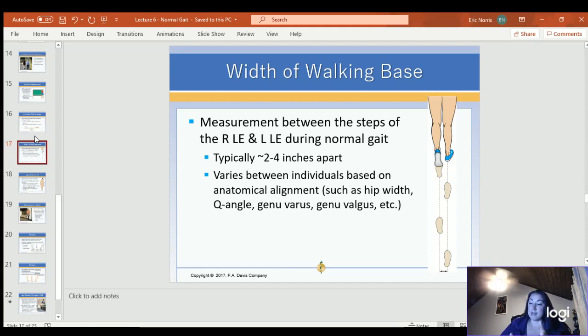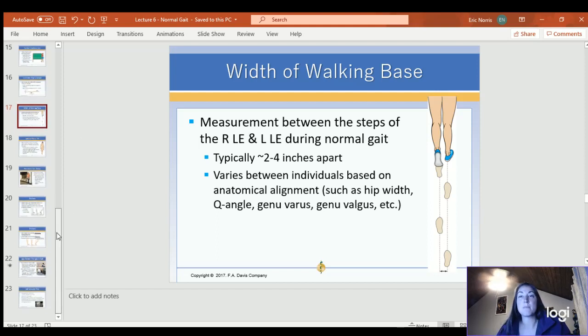The width of the walking base is if you take a measurement between the 2 feet. So if you made a line directly down the middle of your right foot, all the steps on your right foot and a line on the left, and then measure the distance between that line. It's typically about 2 to 4 inches apart, but it's going to vary depending on the individual. If they have wider hips, if they have genu varus versus genu valgus, and it may also vary at different stages of life. So at infancy, it's going to be a wider base of support. In late adulthood, like if they have balance issues, they're going to have a wider base of support. During pregnancy, you typically have a wider base of support. So this could vary from one season of life to another in the same individual as well.